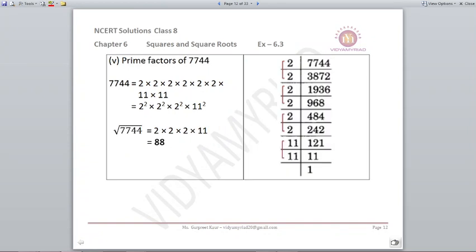7744. Now let us look at the table here. We have a pair of 2 three times and we have one pair of 11. So 2 into 2 into 2 into 11 gives you 88. So the square root of 7744 is 88.